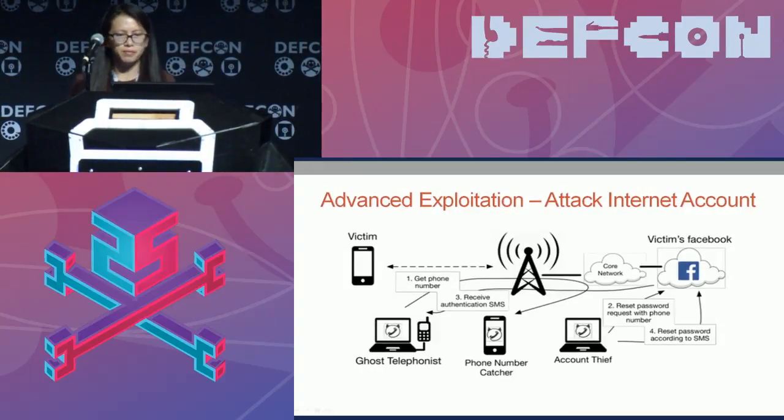We verified this kind of attack, the password reset, on some internet applications, for example, Facebook and Google accounts, etc. The steps are illustrated here. In the first step, we control the victim's link and get the phone number. In step two, we use a computer, open a web page, and request to reset the password with the acquired phone number. In step three, the telephonist receives the verification short messages. And finally, in step four, we use this verification code to reset the login password.